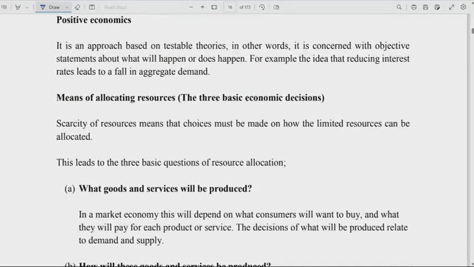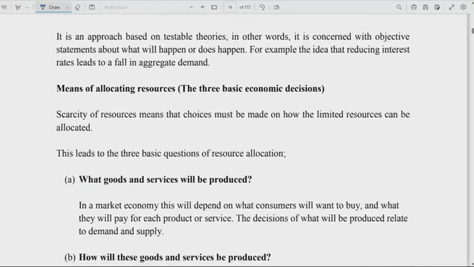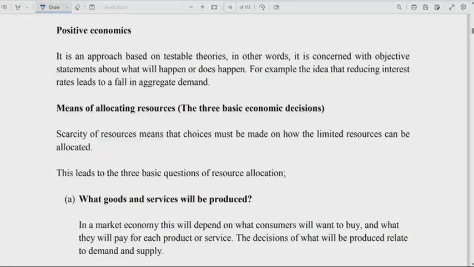Now, along the chapter, we looked at the concept of allocating limited resources. But we saw that economics is all about how limited resources will be allocated or distributed, right? Because of this thing of saying that we have to allocate these resources, there are three basic economic decisions or questions that economics will always answer, right?